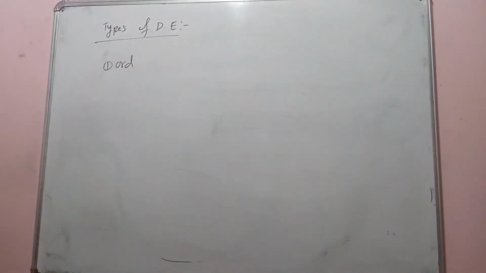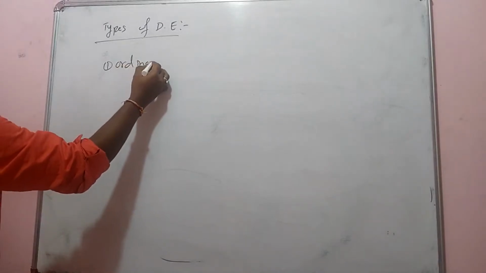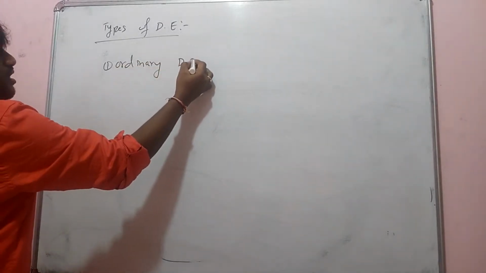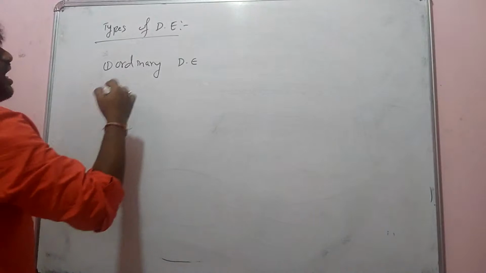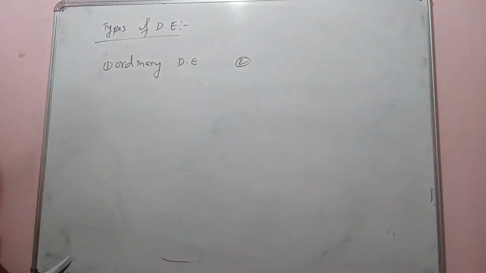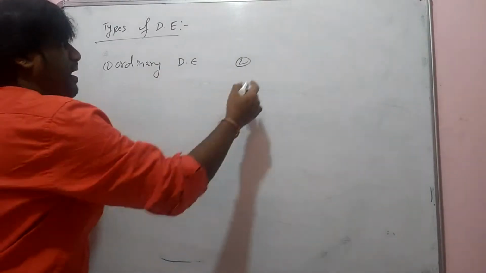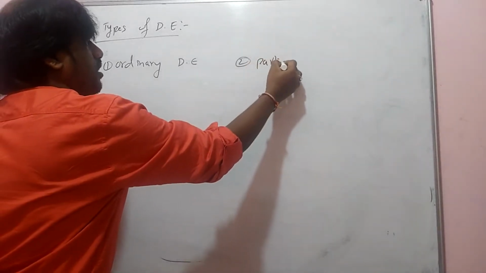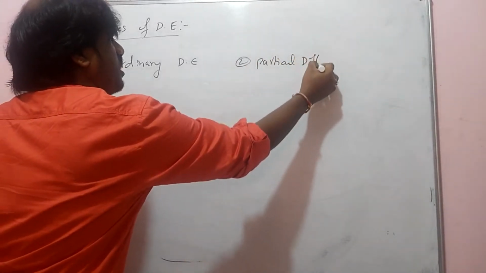One is the ordinary differential equation, and the second one is the partial differential equation. This you learn in higher standards, in B.Tech, M.Tech, in those places you learn. Another one is the partial differential equation.